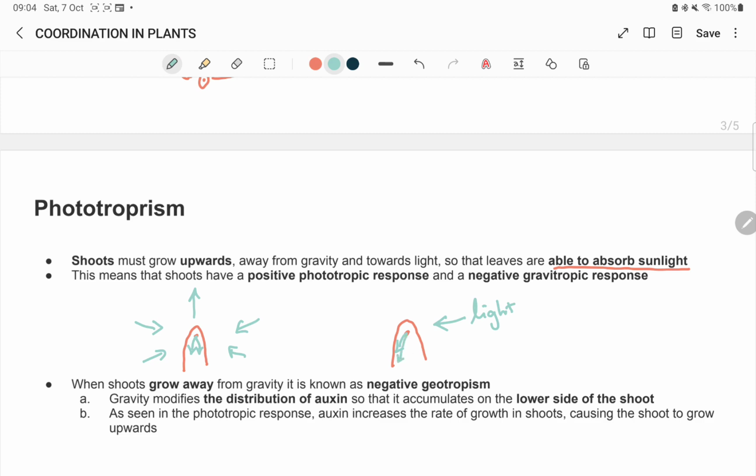So the dark side will receive more auxins. This will lead to more growth on the dark side than the light side, leading to a growth of the shoot towards the light, because the dark side grows faster, elongates faster compared to the side that has light, and this leads to the bending of the shoot towards light. So this is what we mean by positive phototropism. It moves towards the light. Positive phototropism.